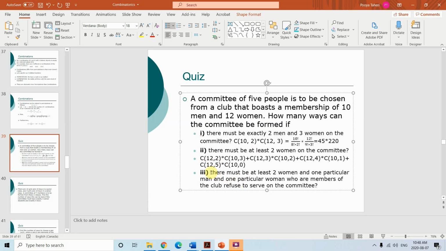For part 3, it says there must be at least 2 women, and 1 particular man and 1 particular woman who are members of the club refuse to serve on the committee. Okay, so this is going to limit our options. So this is going to be very similar to the second part, but our n is going to be different for each case, right?